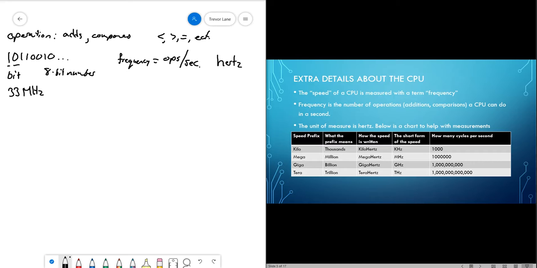So what does 33 megahertz actually mean? Well, if you look at this table, we know that 1 megahertz is the equivalent of 1,000,000 operations per second. So if we have 33 of those, that means that we have 33 times 1,000,000, which is 33 million operations per second. You might be looking at that as a ton.